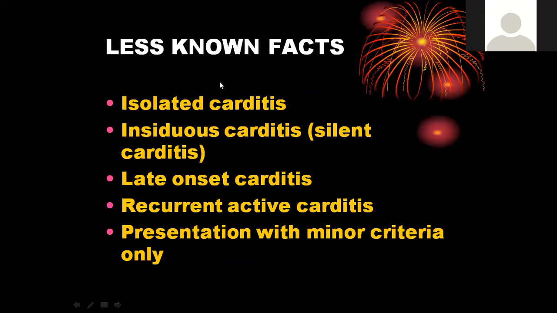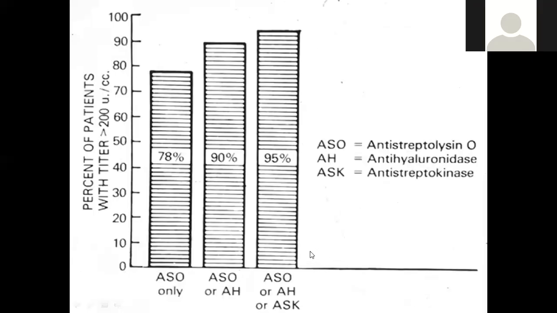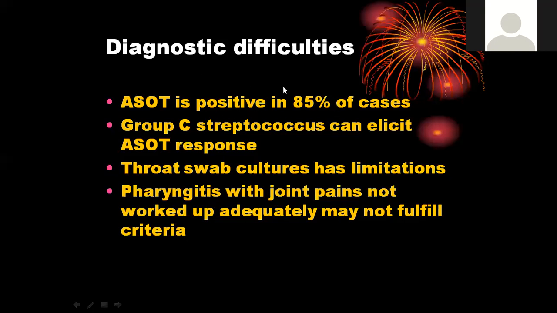So once you have diagnosed rheumatic fever, you can have a classical rheumatic fever that fulfills your Jones criteria. Sometimes you do not have a classical rheumatic fever that fulfills the Jones criteria. For example, you may just have isolated carditis. The parents do not recall the history of arthritis, or it may be a very silent kind of carditis, just manifesting as shortness of breath, or a carditis presenting very late in the disease. So you can have some variation in the presentation that confuses the clinician. The clinician should be aware of this. This is the ASO titer pattern. The diagnostic difficulty is that the ASO titer is positive in only 85% of cases.